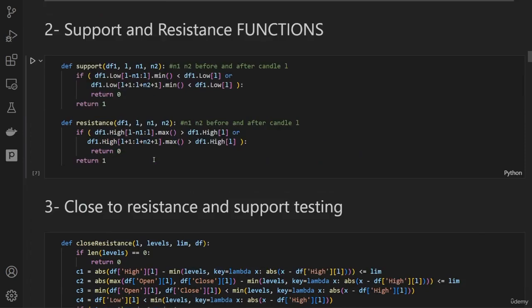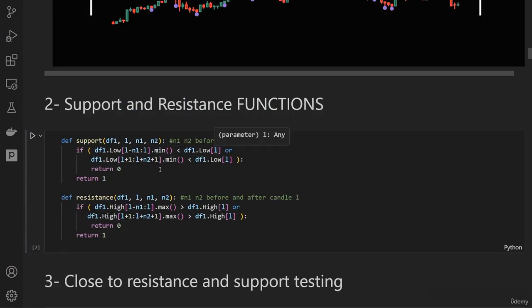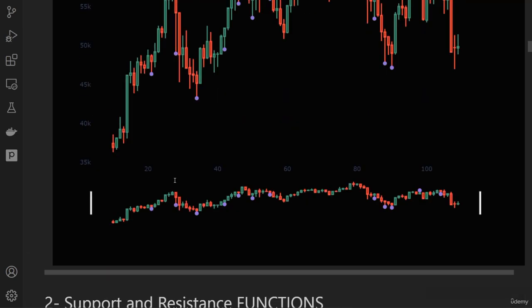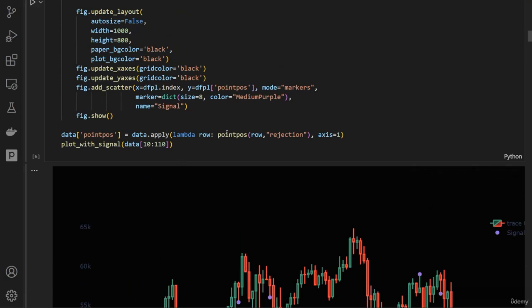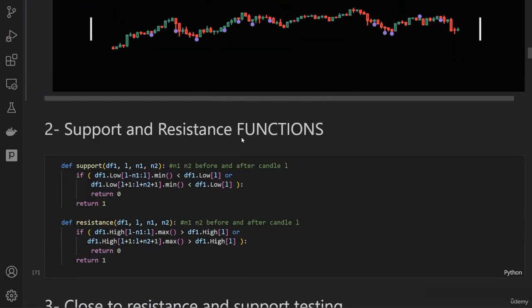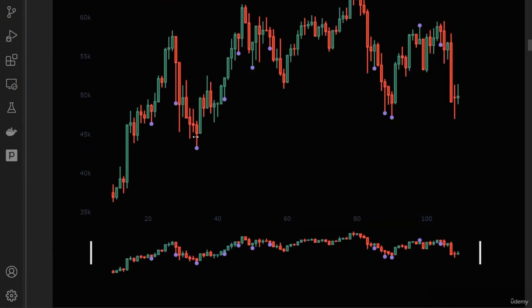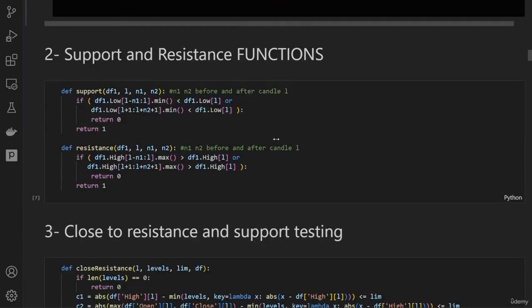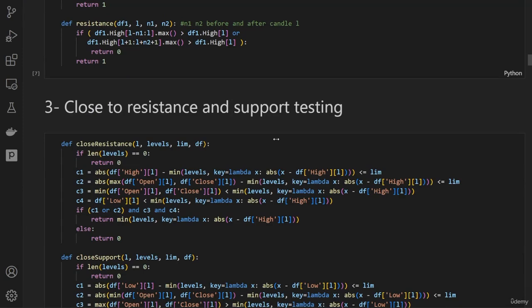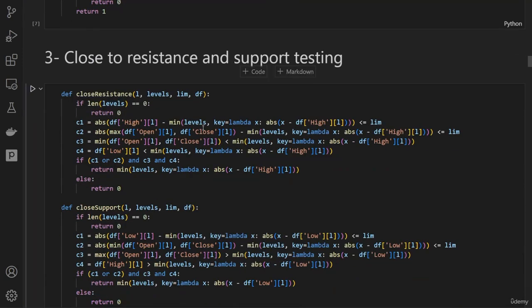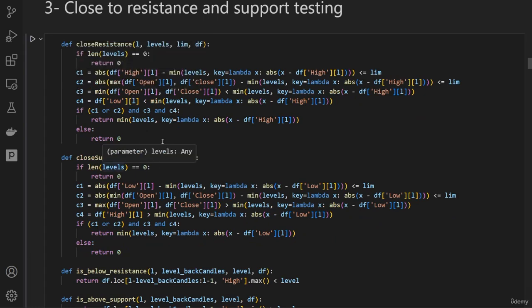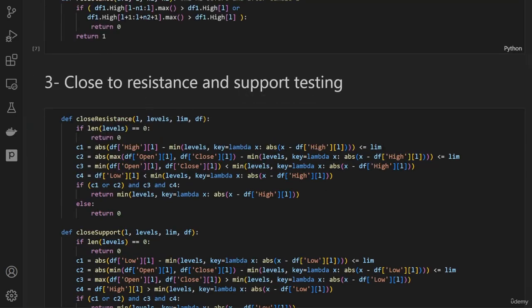Okay, so now we have our support and resistance detection functions, and we also have our rejection patterns functions. And we want to test if these rejection patterns are happening close enough to those key levels, meaning the support and resistance levels, to generate our signals or entry signals to the market. To do this, we are defining these two functions, close resistance and close support. Let's break down these parameters and see how these functions work.